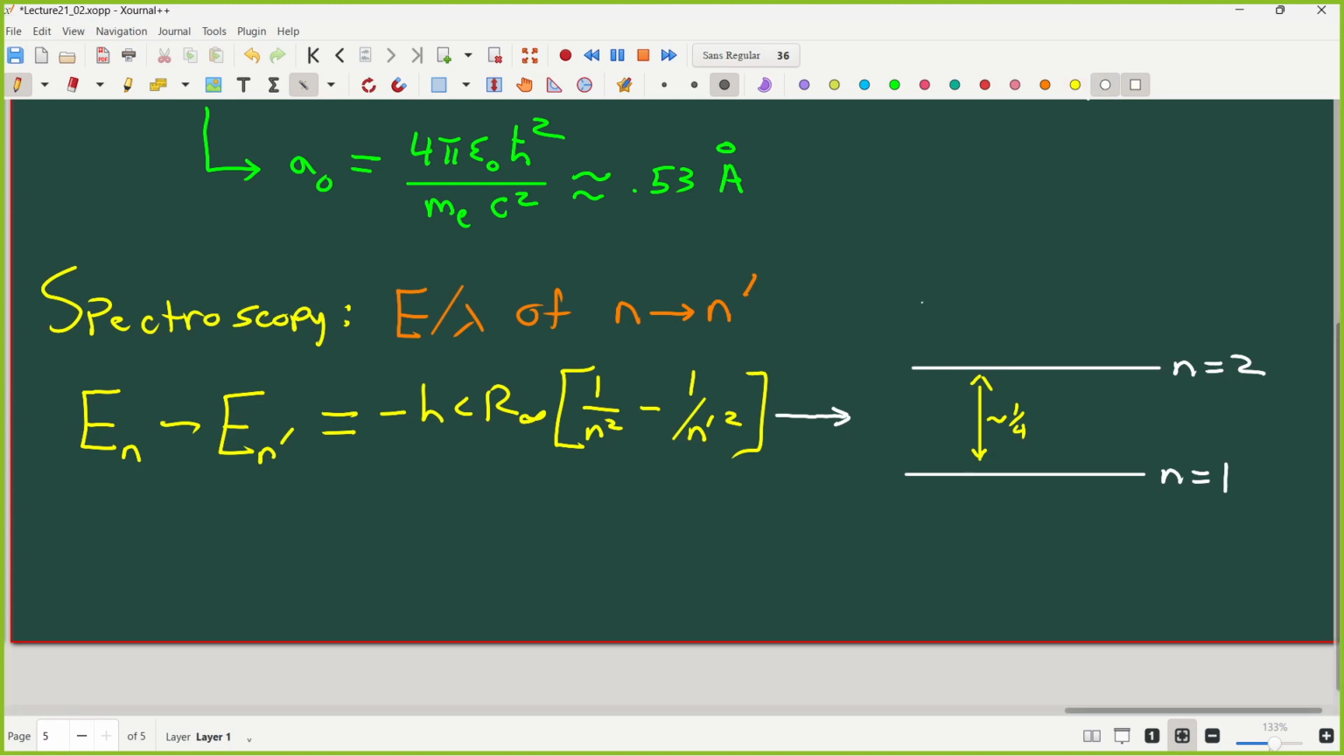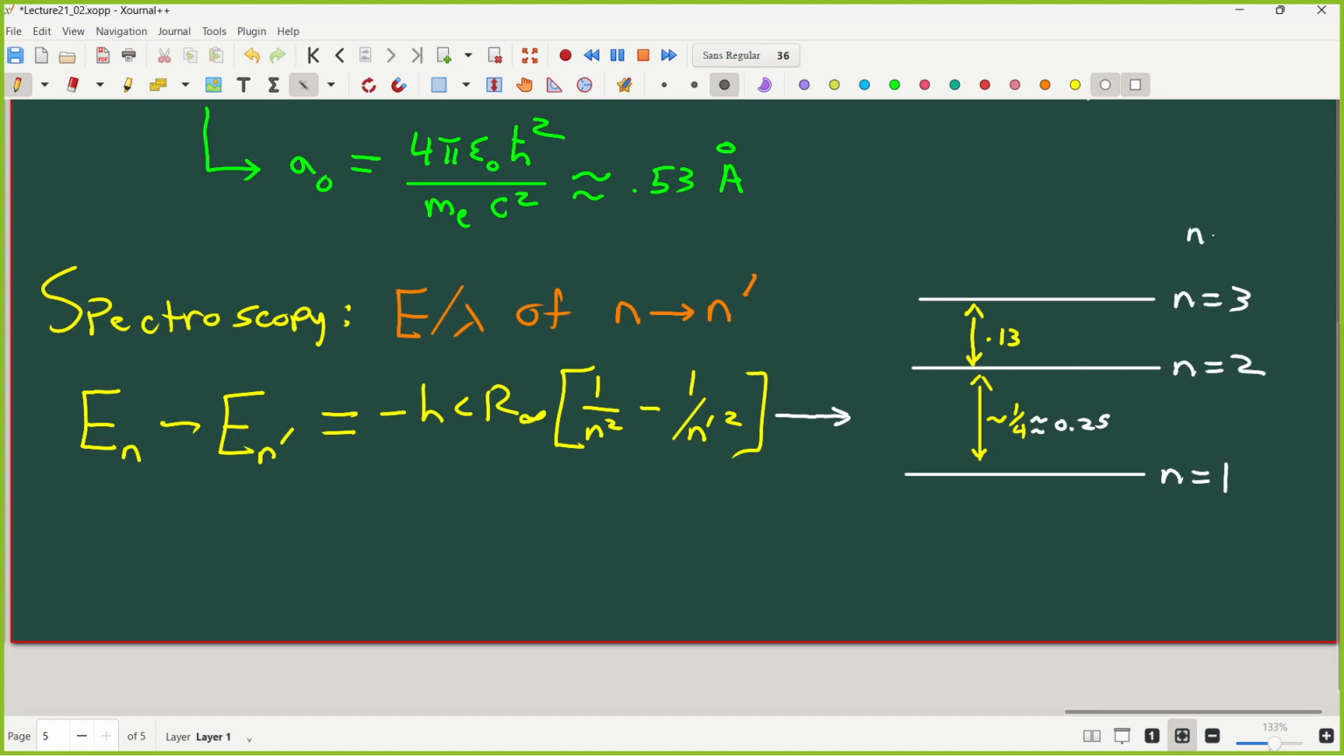And then we go to n equals 3. What's the difference here? Well, it's the difference between 1/9 and 1/4. Geez, I can't do fractions. What's 1/9 minus 1/4? Okay, so this one is 0.25 in our reduced energy units. This one is 0.13.